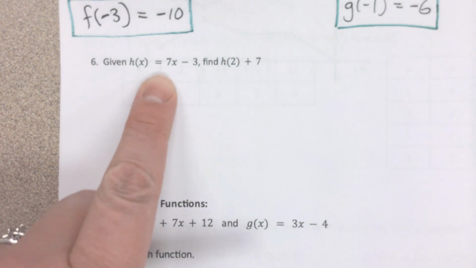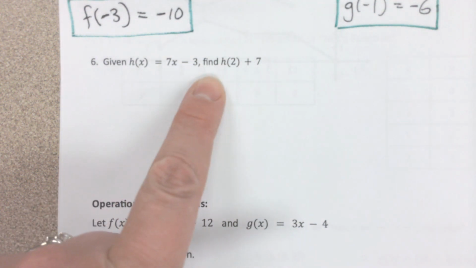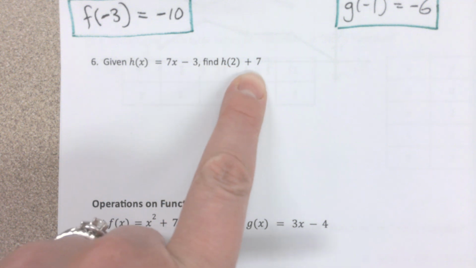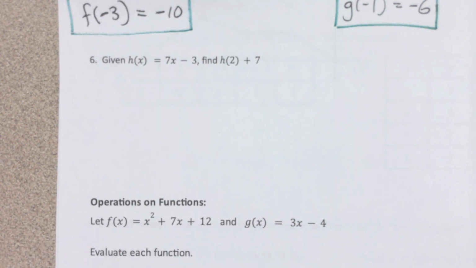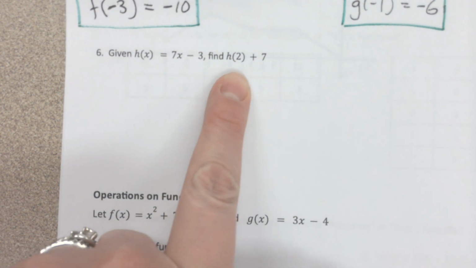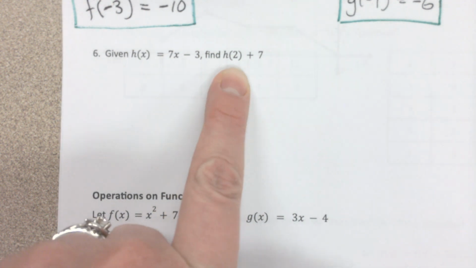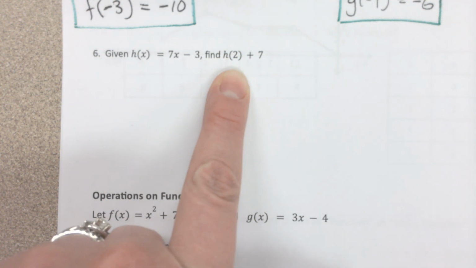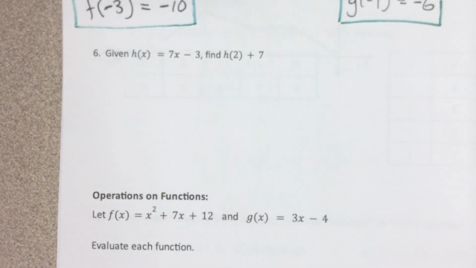Given h of x equals 7x minus 3, find h of 2 plus 7. This is what we call a multi-step problem because we have to do multiple things to get to the answer. It's not just a one and done. A lot of students will stop too early with these problems. So clearly we're going to need to find h of 2, but we won't be done when we get that number. We're going to have to add 7 as well to get our final answer. So make sure you answer the question that is being asked. That's the most important thing here.